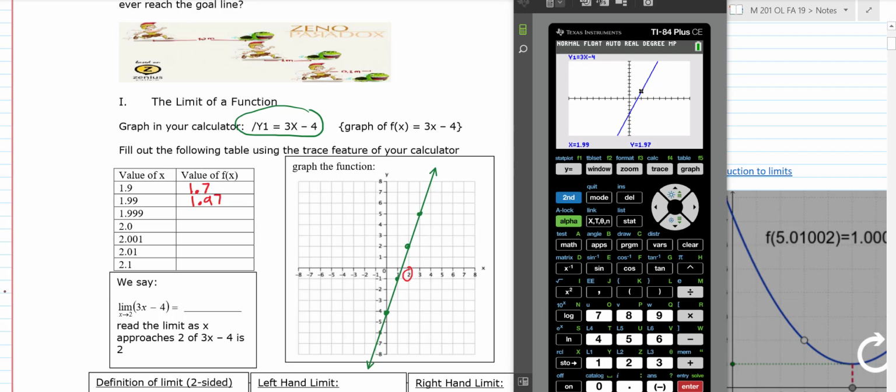Okay, and then we do, oh, there's my cursor, 1.999. That's getting even closer. And that's 1.997. So that number is getting close to something. What does it look like it's approaching? Yeah, doesn't it look like it's getting close to 2?